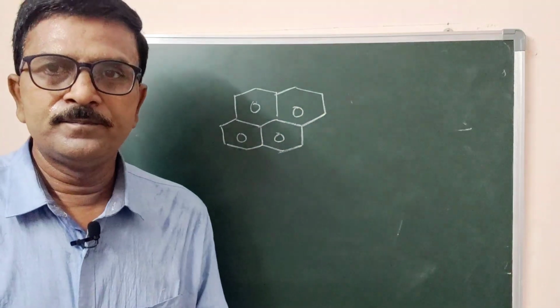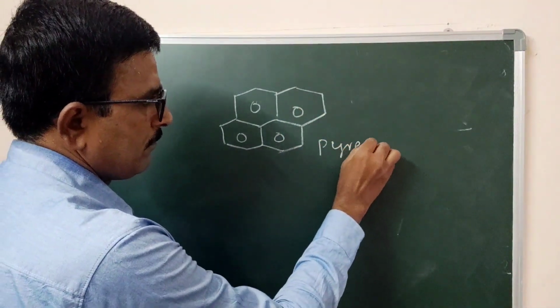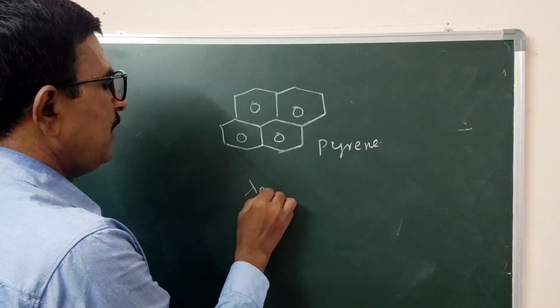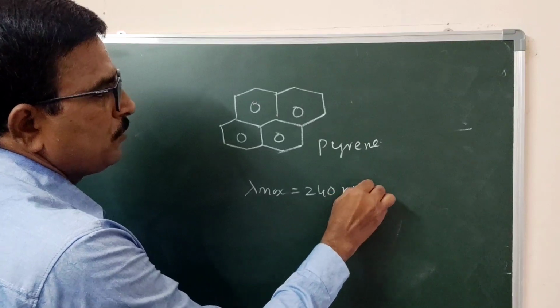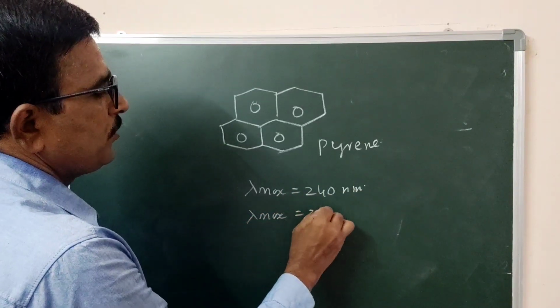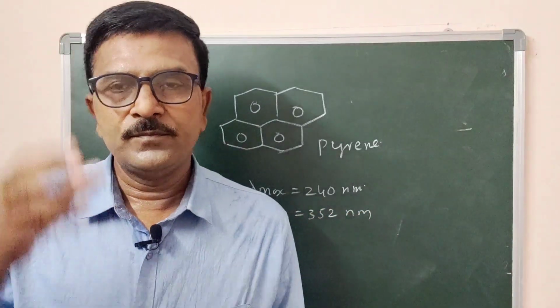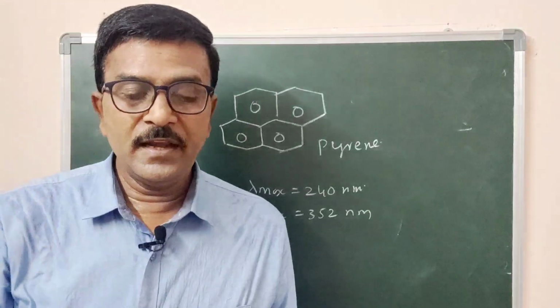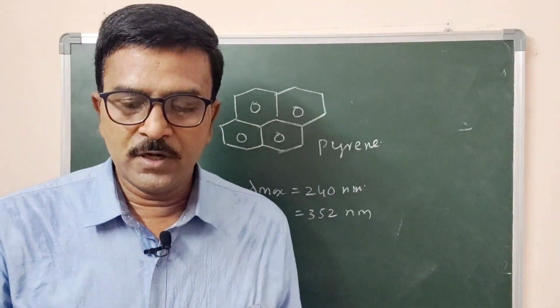This is pyrene. Primary band appears at 240 nanometer, secondary band at 352 nanometer. So these are the values, direct values for polynuclear aromatic hydrocarbons.